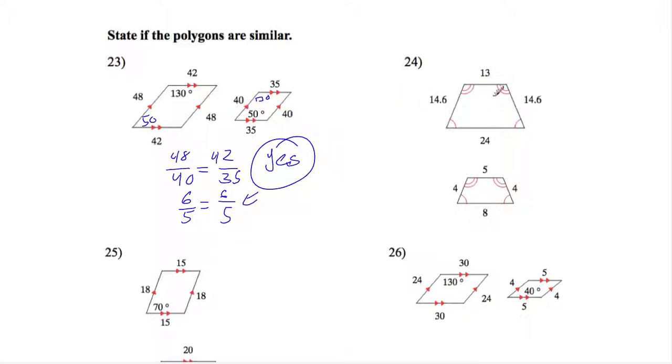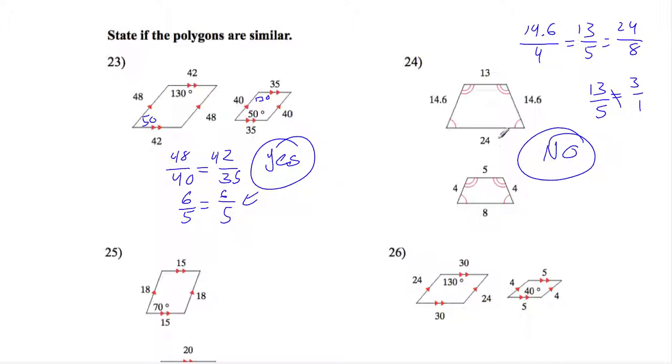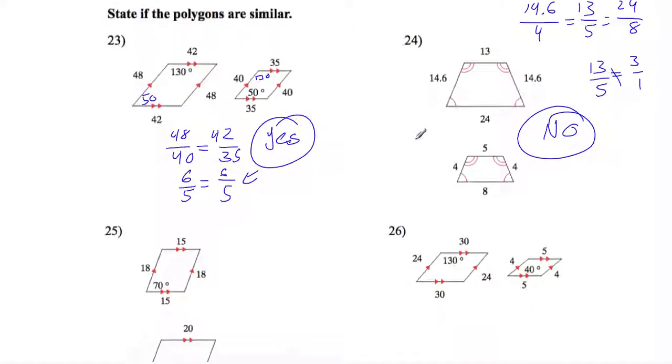24, again, I can see that these angles are congruent. So I need all the different pairs. So 6 to 4 must equal 13 to 5, which must equal 24 to 8. Well, already I can see that 24 to 8 is 3 to 1. 5 times 3 is 15, not 13. So this actually does not equal 13 to 5 even. So no, these are not similar. Despite the angles being congruent, the sides are not proportional.